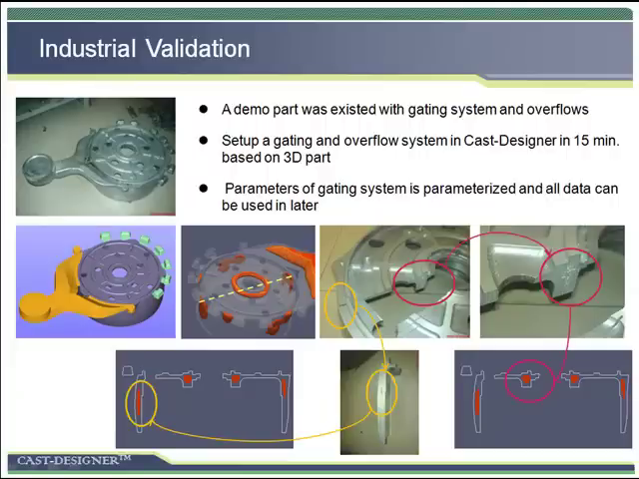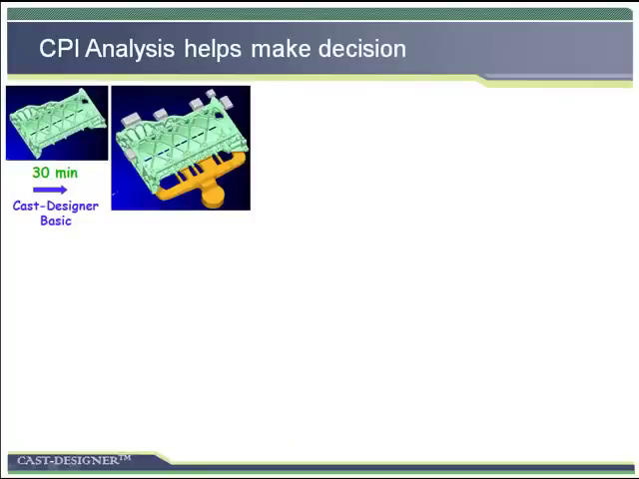This is another industrial example. It is also an oil panel of a vehicle. We got the part and made some simple analysis, then we designed the first casting system, including gating and overflow, in 30 minutes. This is mainly based on our knowledge and experience. After that, we performed a CPI analysis. It took around 1 hour.